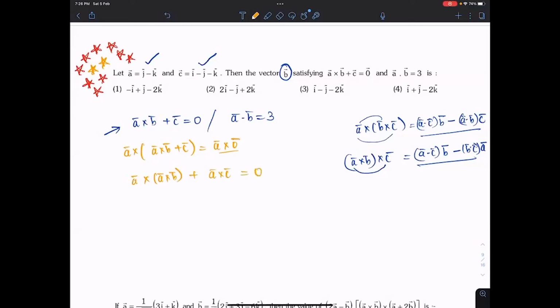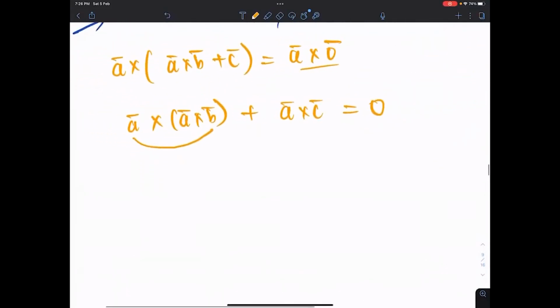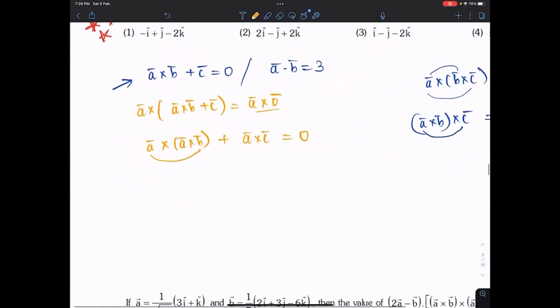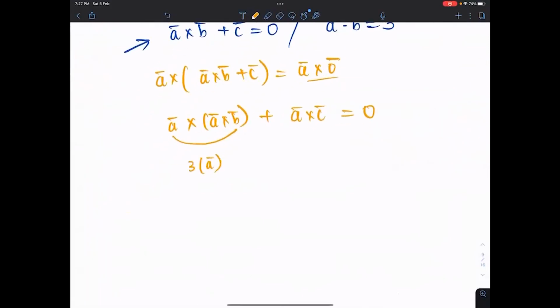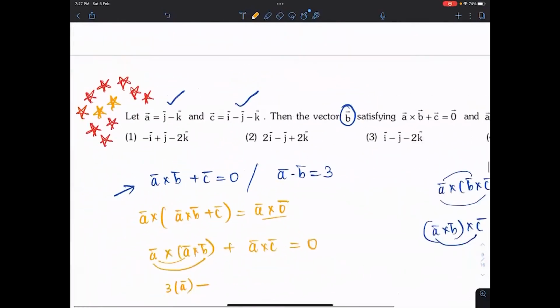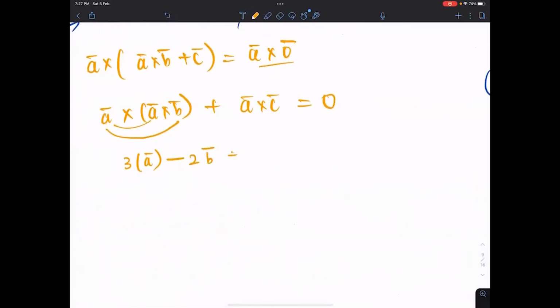Now this one, outer dot, first. What is outer dot? A bar dot B bar. Already they gave A bar dot B bar, that is 3. Okay. So outer dot will be 3. What is remaining vector? A bar. Minus inner dot. Inner dot is A bar dot A bar. What is A bar dot A bar? Mod A whole square. What is mod A? Root 2. Mod A whole square is 2. 2 times remaining vector B bar, plus A bar cross C bar equals 0.